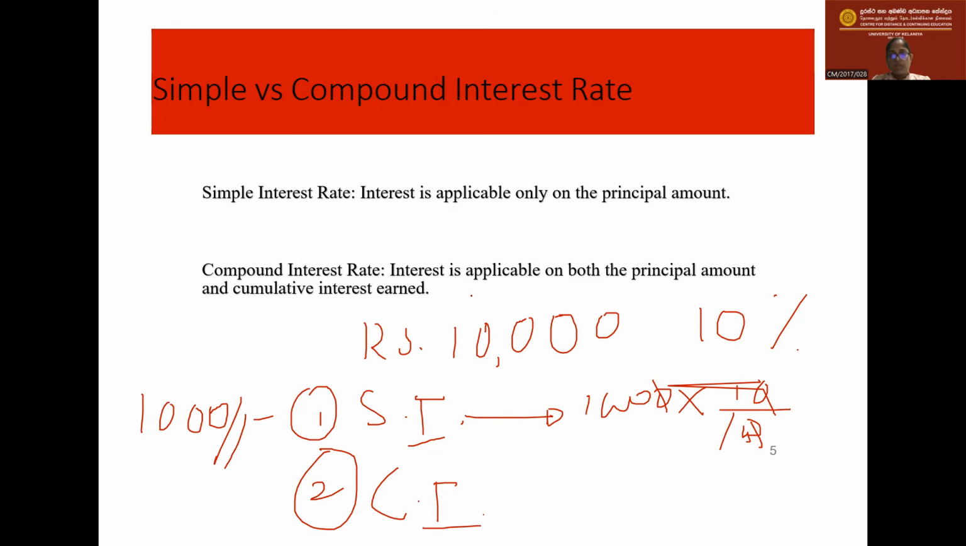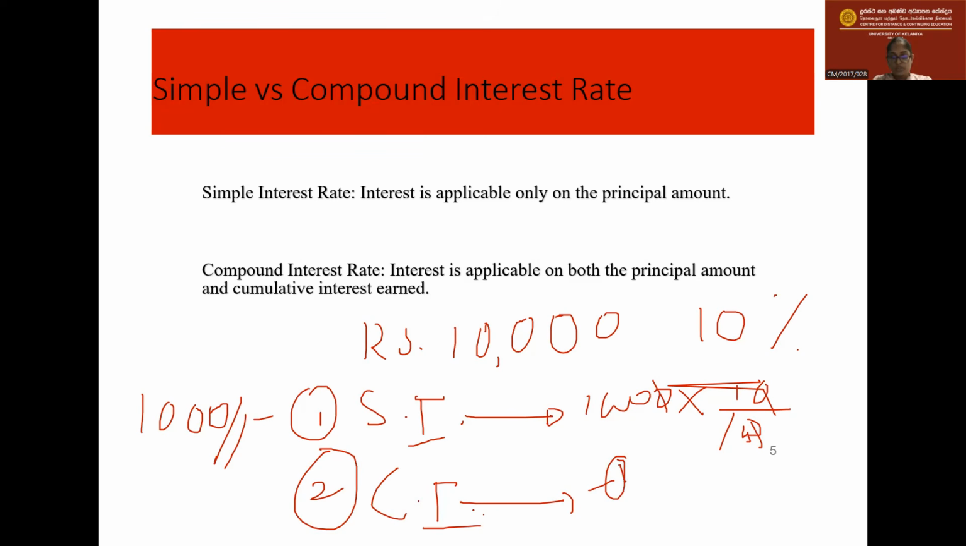When it comes to the compound interest rate, you can have a look at that. In simple interest, interest is applicable only on the principal amount. Therefore, 10,000 is our principal amount. We just apply the relevant interest rate for that particular 10,000. Therefore, what would be the interest in simple interest? 10,000, right? 1,000.